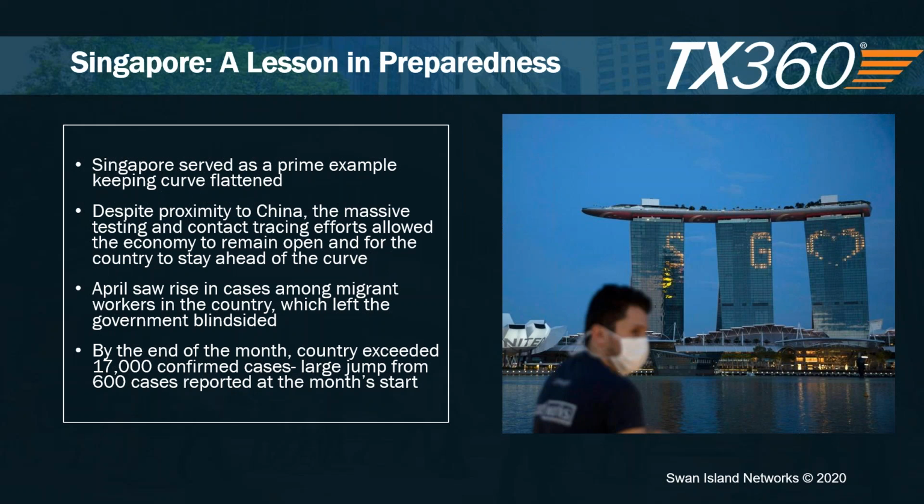By the end of April, the country exceeded 17,000 confirmed cases of coronavirus, which was a large jump from the 600 cases reported at the month's outset. Of the 876 new cases of infection reported on May 10th alone, only 3 were amongst permanent residents, and the rest were amongst migrants. For the United States, of course, this should serve as a reminder that there are populations still largely unaffected by this disease who should not be forgotten when considering whether to open too soon.